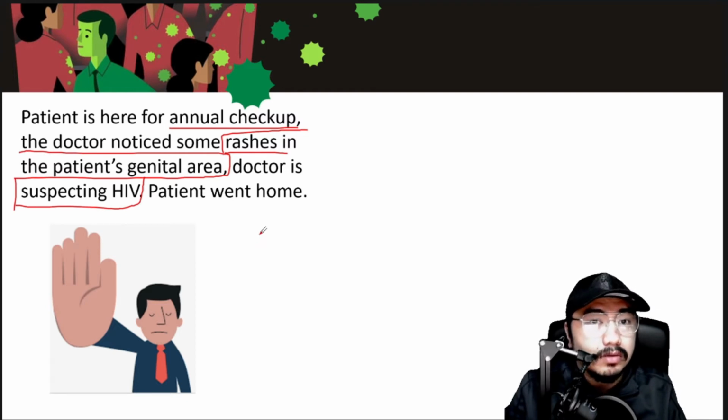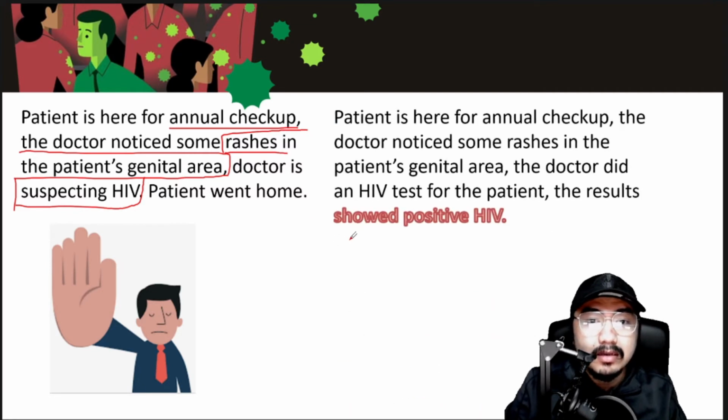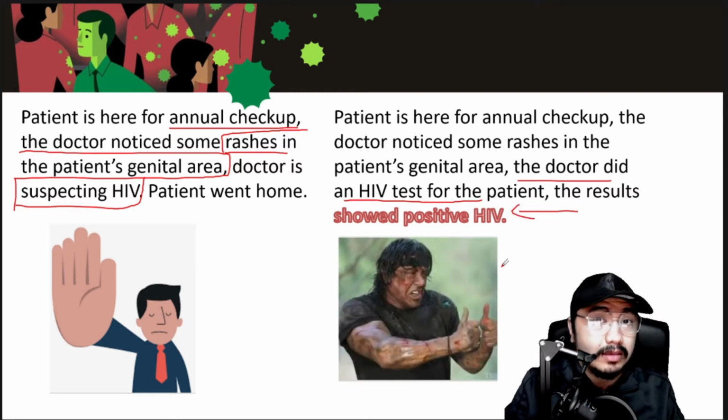What you can code for today is only the rashes. The documentation mentioned rashes in the patient's genital area. That's it. Next, the patient is here for an annual checkup. Again, it's the same scenario, but in the end, it's mentioned that the doctor did an HIV testing for the patient, and the result showed positive HIV. So in this case, yes, you can code your HIV codes. Again, it depends on the circumstance, on what's going to be mentioned in your documentation.